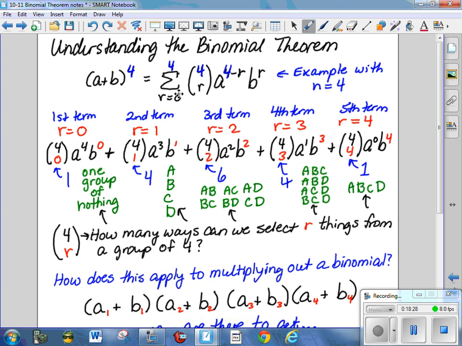So if I start with r equals 0, r equals 1, 2, 3, and 4, plug it into the formula, then we'd have 4 select 0, a to the 4th, b to the 0. 4 select 1, a to the 3rd, b to the 1st. 4 select 2, a squared, b squared. 4 select 3, a to the 1st, b to the 3rd. 4 select 4, a to the 0, b to the 4th, and so forth. I kind of showed you how this 4 select 0, 4 select 1, 4 select 2 works with these different groups of things, and basically how you get that line in the triangle that we did, and explain a little bit more about this.